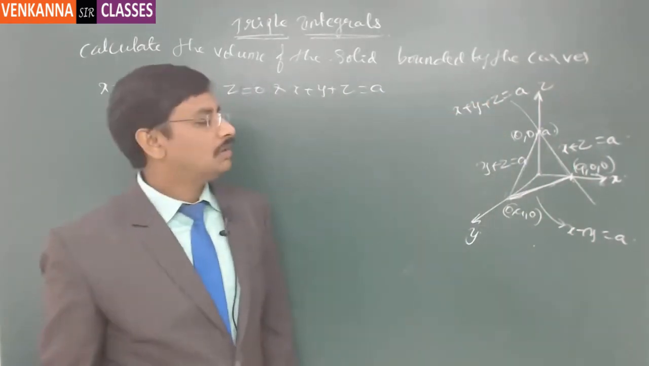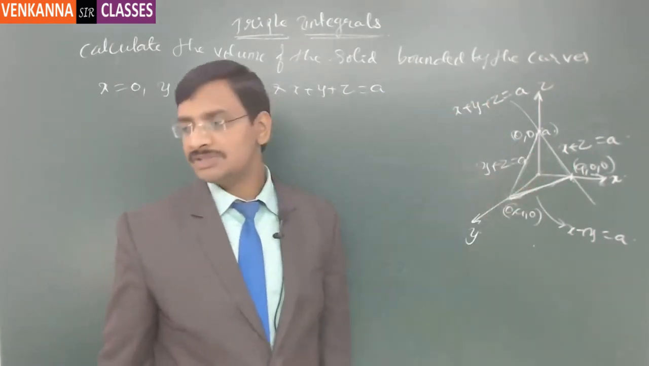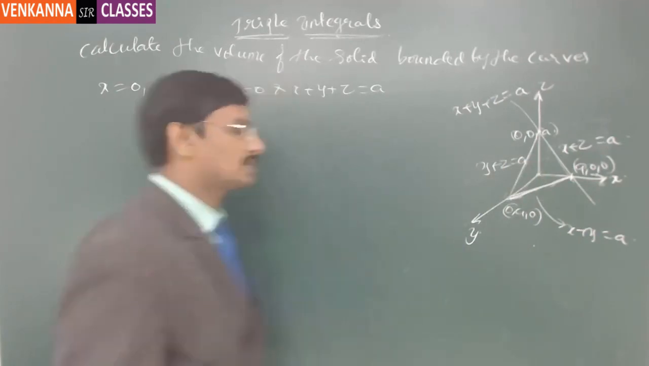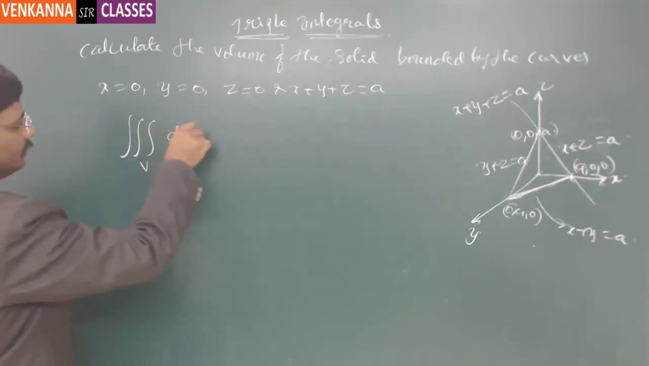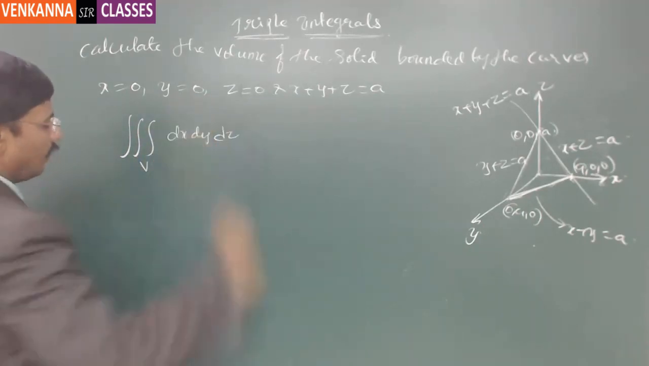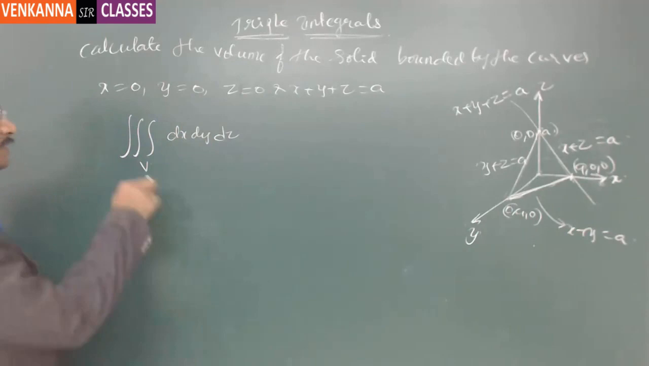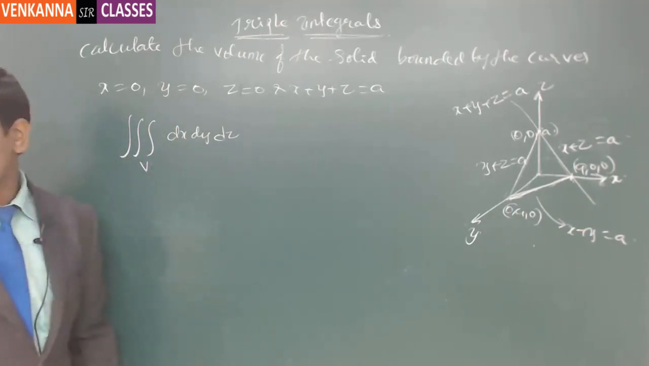Alright. Now you wanted to find the volume of this tetrahedron. For that you will be using a triple integral. So the triple integral over the volume of dx, dy, dz is the volume you wanted to find. This volume has to be identified with the corresponding limits.